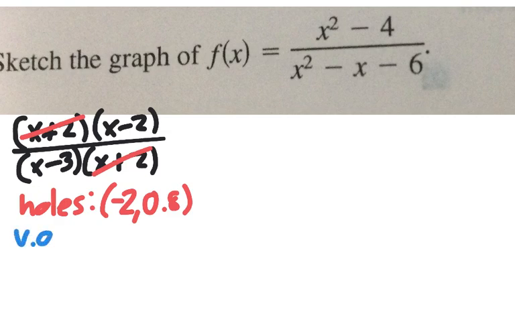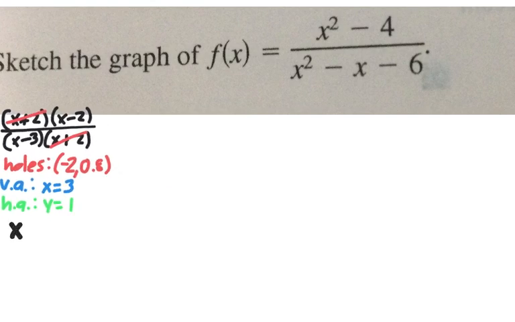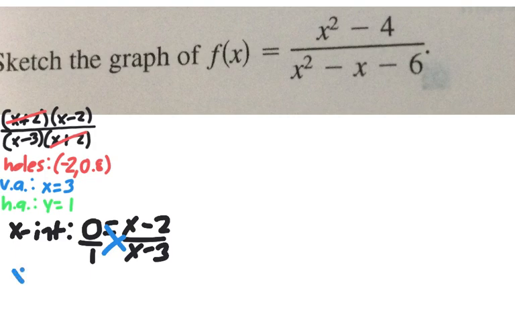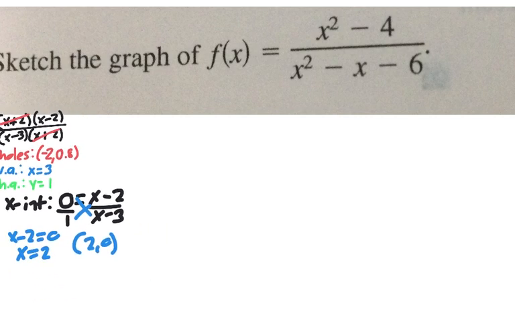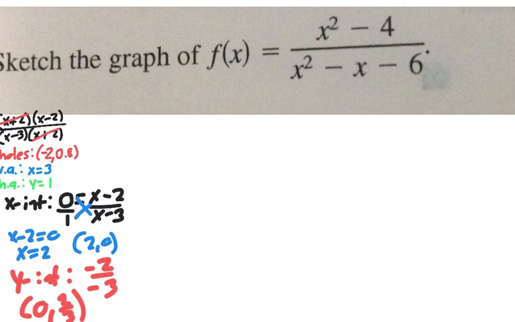Next thing I'm looking for, vertical asymptotes. That's where the rest of the denominator becomes 0. So I have a vertical asymptote at x equals 3. Horizontal asymptote at y equals 1. Now when you're working these, make sure we're using the new depressed polynomial. For the x-intercept, I'm going to plug in 0 for y. So I get 0 equals x minus 2 over x minus 3. When I solve this, that gives me x minus 2 equals 0, so x equals 2 is my x-intercept. So I have the point 2, 0. Next is my y-intercept. I plug in 0 for x, so that's negative 2 over negative 3, which means my y-intercept is at 2/3, positive.